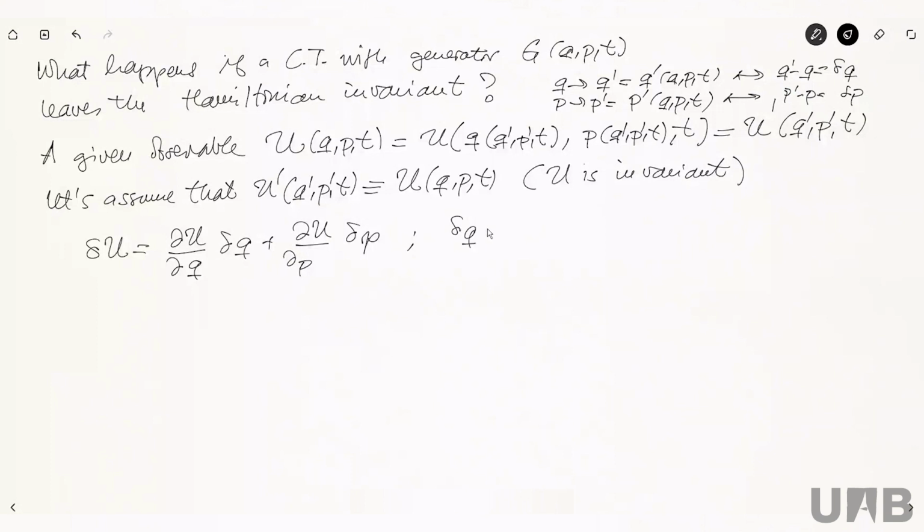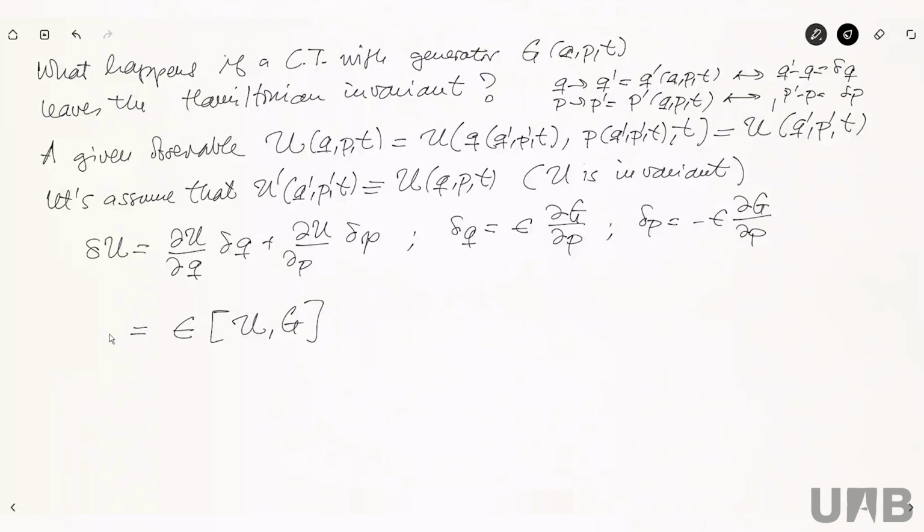But we know that delta Q is epsilon partial of G with respect to P, the generator of the canonical transformation. And we also know that delta P is minus epsilon partial of G with respect to Q. So if I use this equation and this equation in here, what I find is that this is nothing but epsilon times that observable U with the generator G. This is general, for any observable U which remains invariant under a canonical transformation. This is always true.